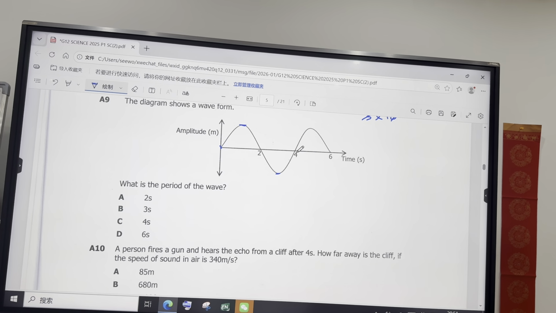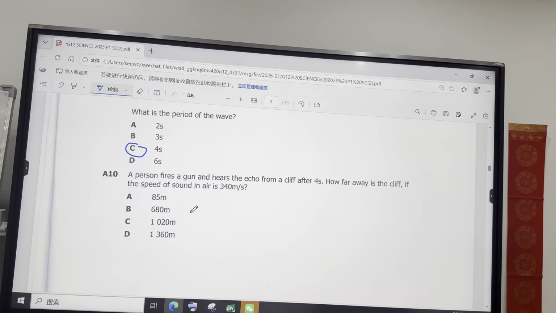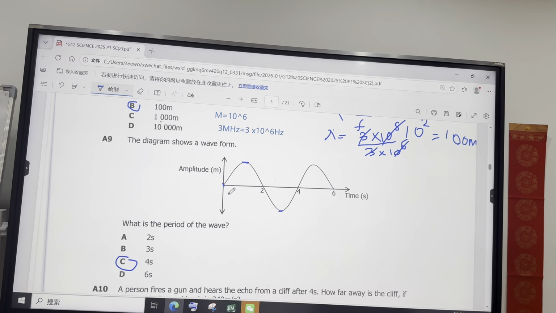Now we want the time it takes to make one complete wave. You can see we're getting the time from the x-axis here. So one complete vibration is like that. So the time it takes is what? 4 seconds. So the period here is 4 seconds. Very easy.